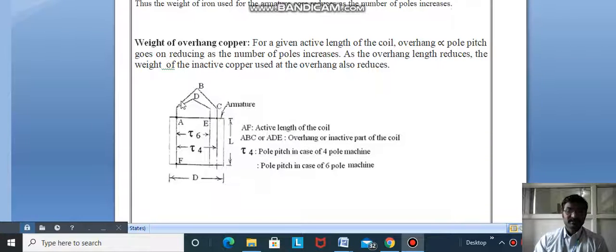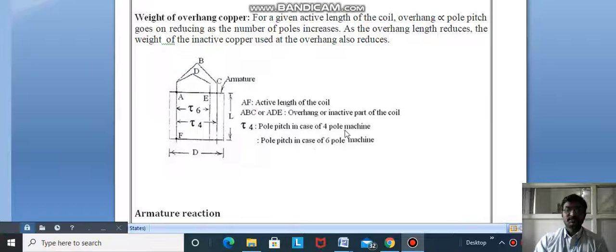Okay, so here AF is the active length of the coil, and ABC and ADE, the overhang, both are inactive parts of the coil. This AF will be the active part, and these two are the inactive parts.